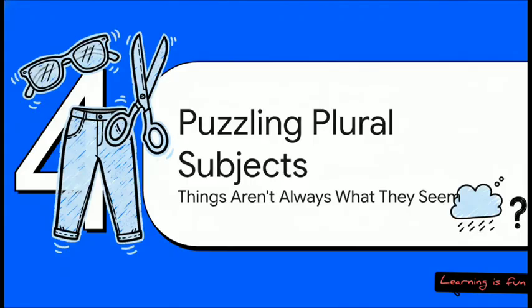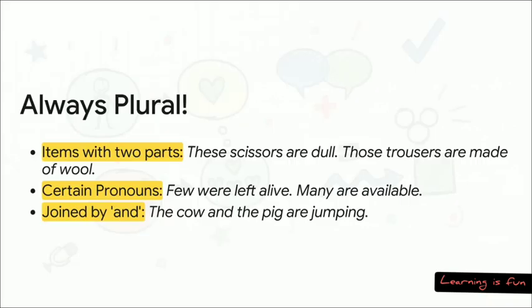And, just to keep us on our toes, the reverse is also true. There are some nouns that refer to a single object, but we treat them as if they're plural. You know, this stuff is actually pretty intuitive when you see the pattern. Things that come in pairs, with two equal parts, like scissors or trousers, are always plural. Pronouns like few and many obviously mean more than one. And of course, the classic rule: you join two things with and, you get a plural subject.